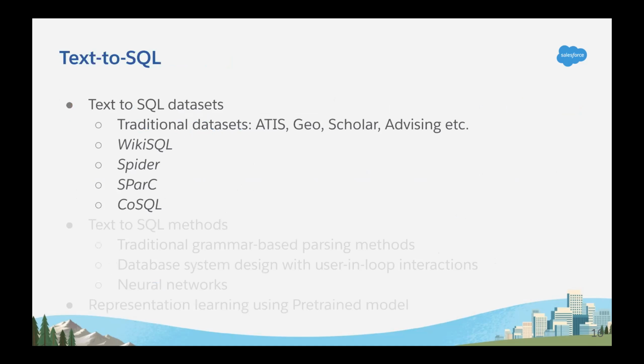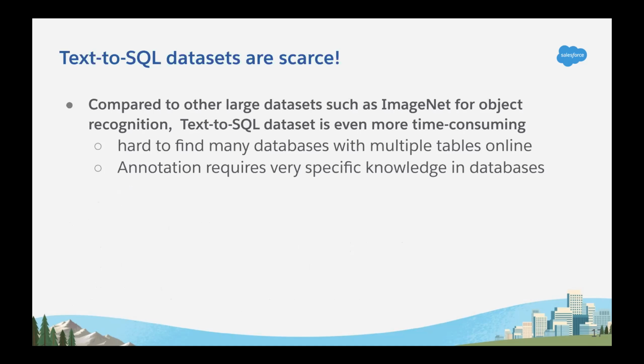So first, for text-to-SQL, we are talking about the current research datasets. Because we believe data is the fuel of AI and of machine learning systems. Understanding the research datasets also helps to understand the trend of this research area. First, I will say text-to-SQL datasets are scarce. Compared to other large datasets, such as ImageNet, collecting a text-to-SQL dataset is more time-consuming.